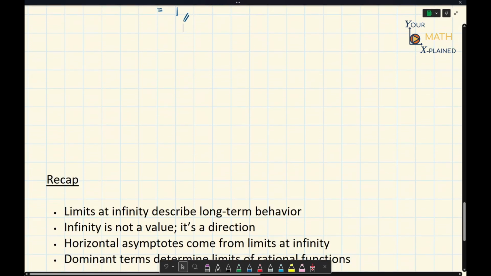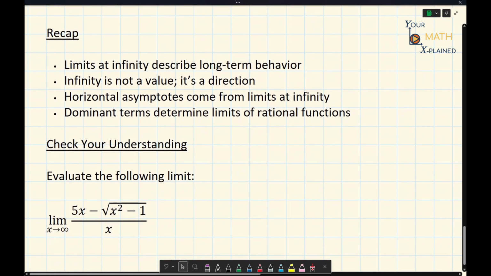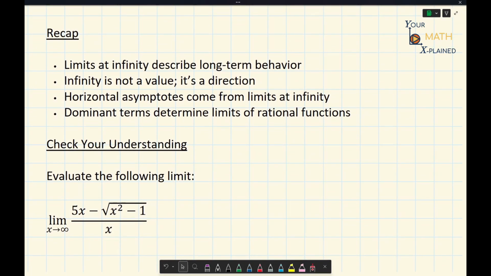And now let's do a quick recap of what we covered in this video. We learned that limits at infinity are used to describe the long-term behavior of a function. We saw that infinity is not a specific value, it is a direction. Horizontal asymptotes come from limits at infinity. And for rational functions, the dominant terms, or the terms with the highest degrees, are what's going to determine the limits at infinity.